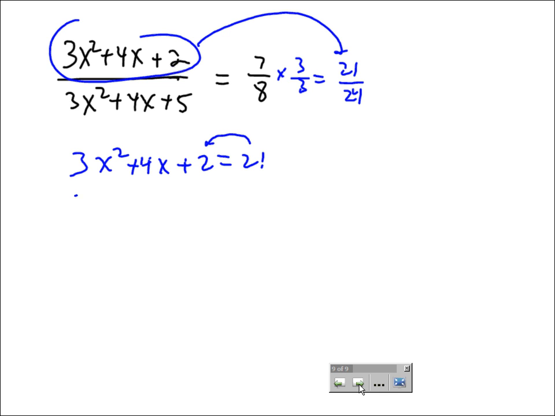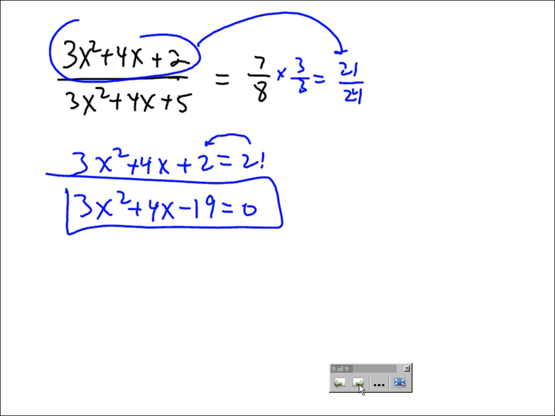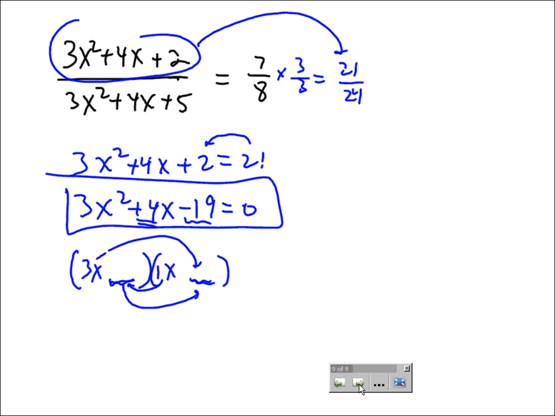Now you can bring this over and it goes 3x squared plus 4x take away 19 is 0, and you use some techniques to solve that quadratic: factor by grouping, completing the square, using the quadratic equation, factoring, I don't know what you call this, but factoring by guessing. You want to put two numbers here that multiply out to negative 19, and when you multiply this number by 3, there's an understood 1 here, and this number by 1, you get 4.